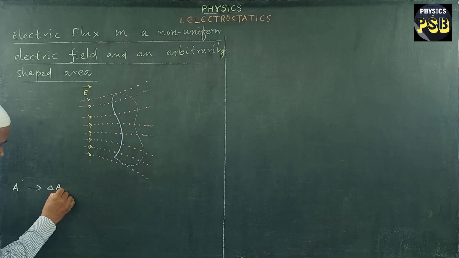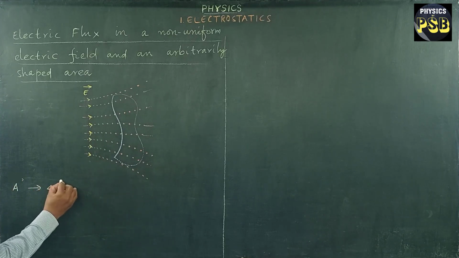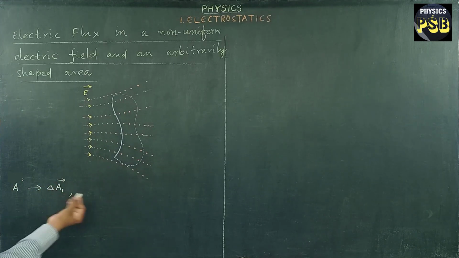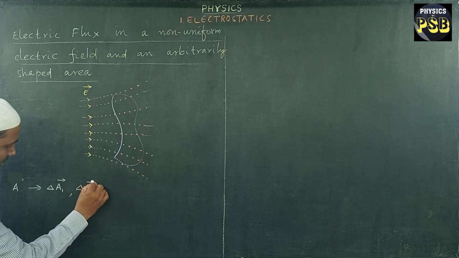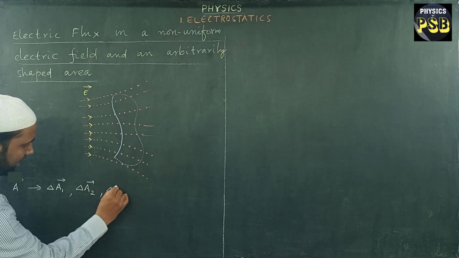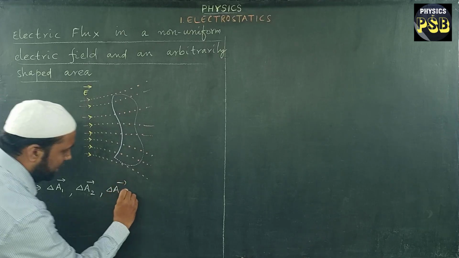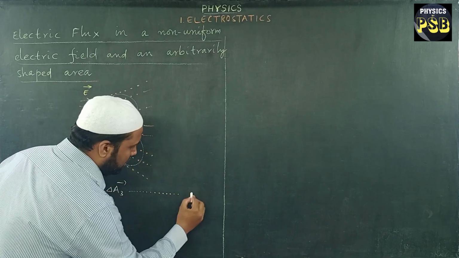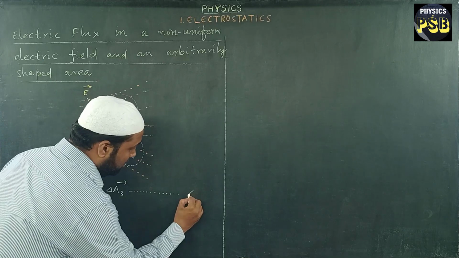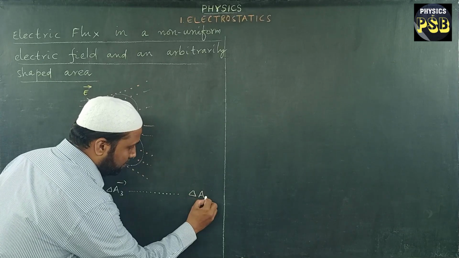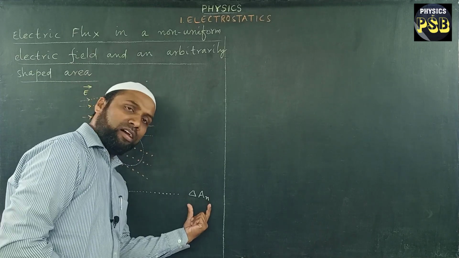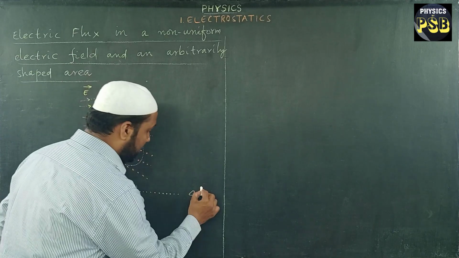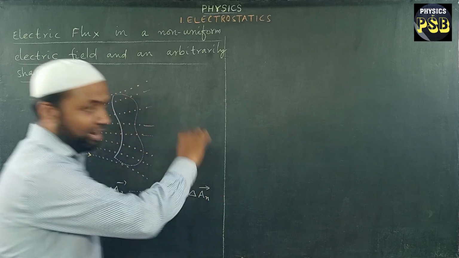I take the area of the first segment as delta A1 vector. The area of the second segment is taken as delta A2 vector. For the third one, delta A3 vector. It goes this way. I take n number of segments. The area of the nth segment is delta An vector.